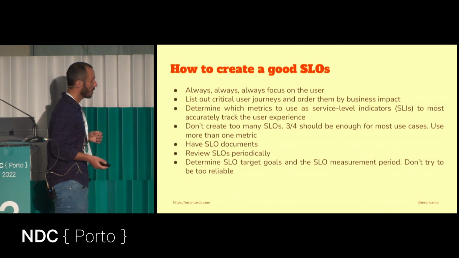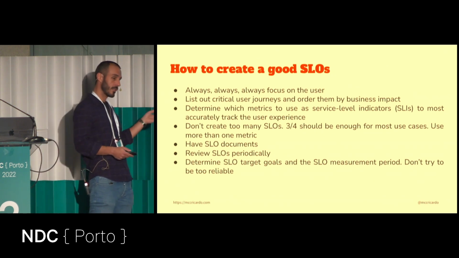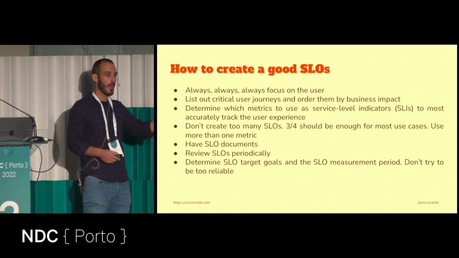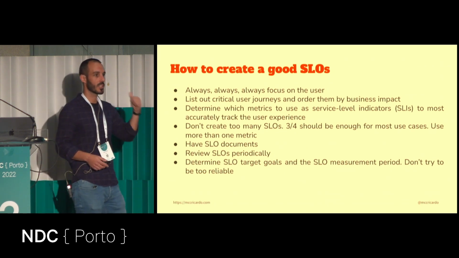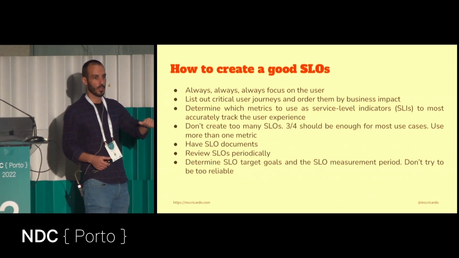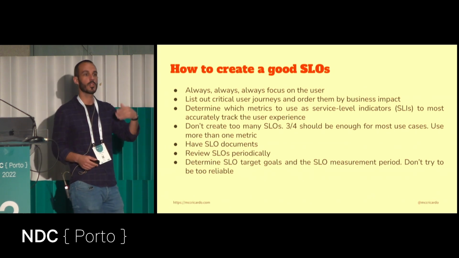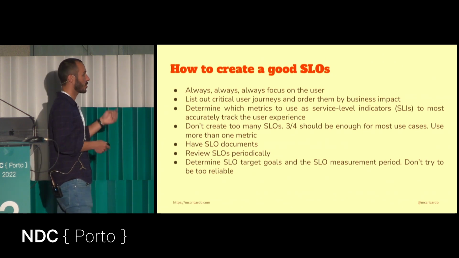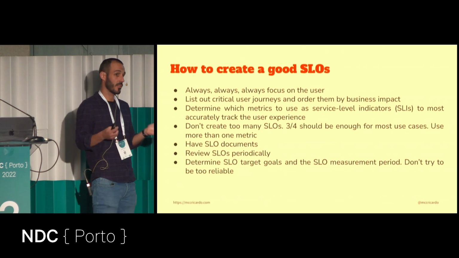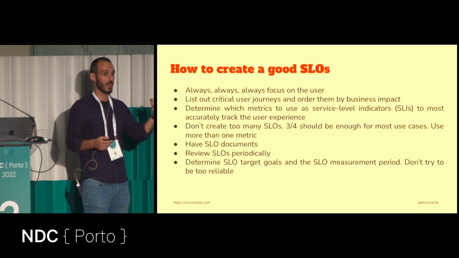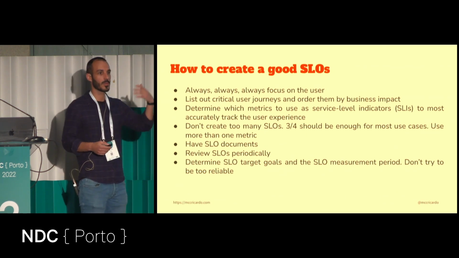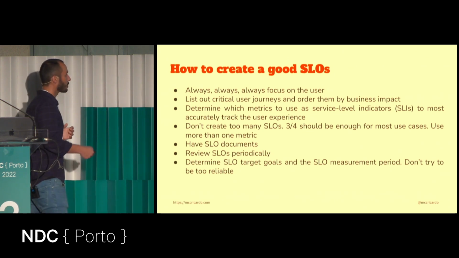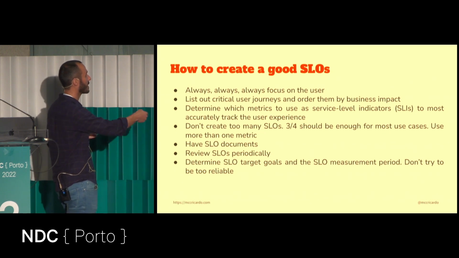We should review our SLOs periodically. That information will also be in the SLO document, but it's the process where every once in a while we look at our SLOs and see if they are still relevant. If not, why? Do we need to remove them? Do we need to update them? Maybe the thresholds don't make sense anymore. So that should be done periodically. Probably the first few times you will need to review quite often, but with time you will review once a quarter or once a year. And determine SLO targets and the SLO merit.